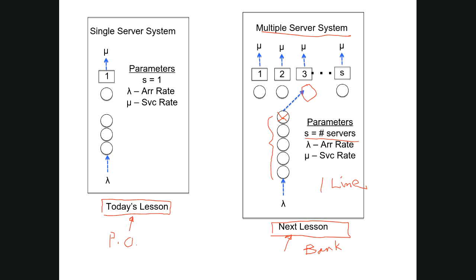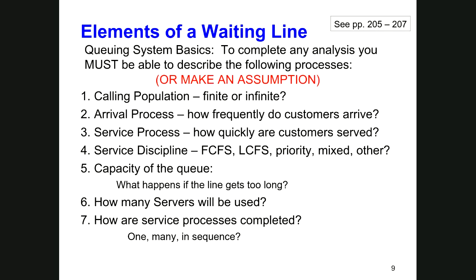All right, so here's what we need to know in order to do our analysis. We need to know about the calling population. The calling population is everyone who could possibly come to our system, or stand in our line. And for our purposes, the calling population is going to be infinite. In other words, there's no restriction on how many customers could come and actually want our service.